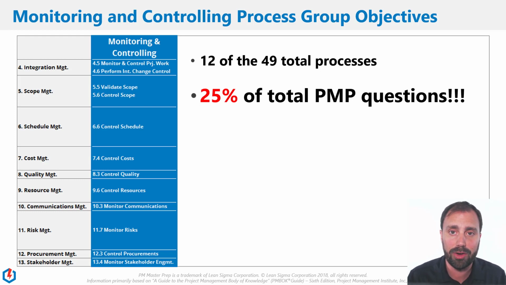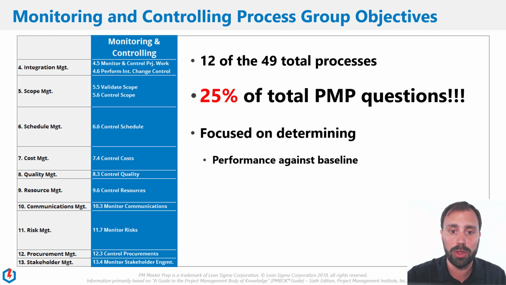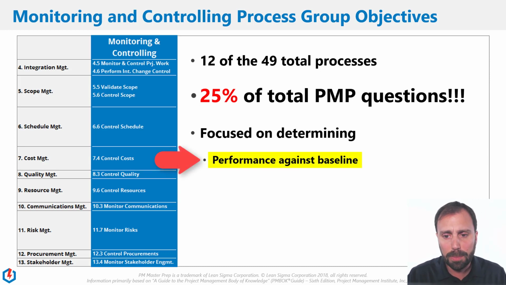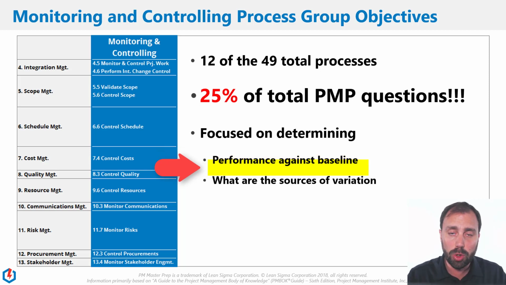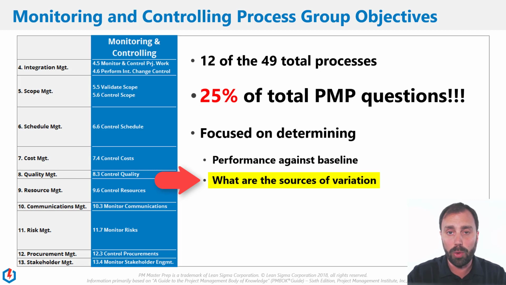So 12 processes, 25% of your PMP questions. So this is really one of the areas that we really want to make sure that we know really well. And as we start to learn more about the monitoring and controlling process group, this whole process group is focused on determining a couple things. Basically, what is our performance against our baseline? We're going to talk about that a lot. We set 3 baselines at the beginning. Now we start to look and say, hey, how are we doing? And then once we know how we're doing, we're saying, what are the sources of variation? This is a big one. Are we off? Are we ahead? Are we behind on our scope, costs, or schedule? And then what are the reasons why?